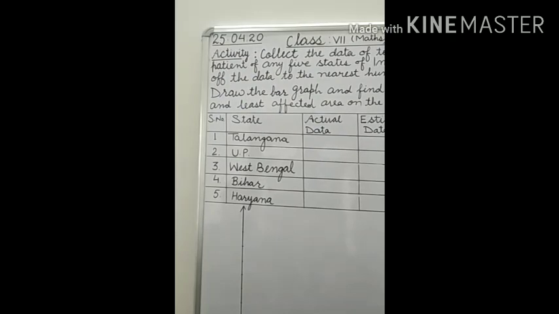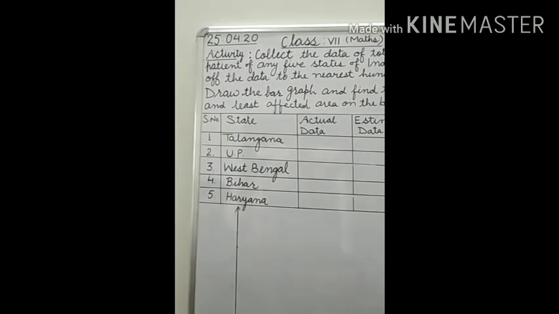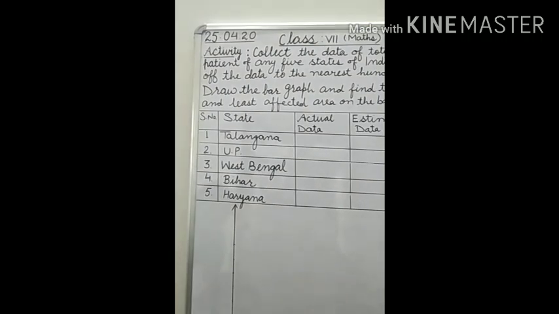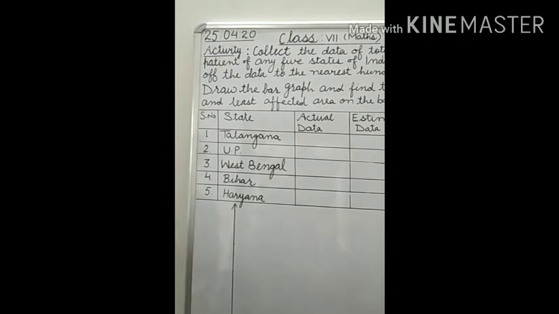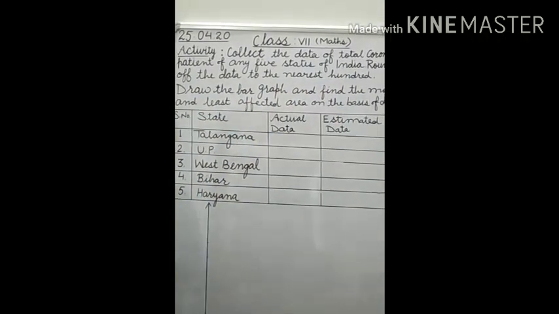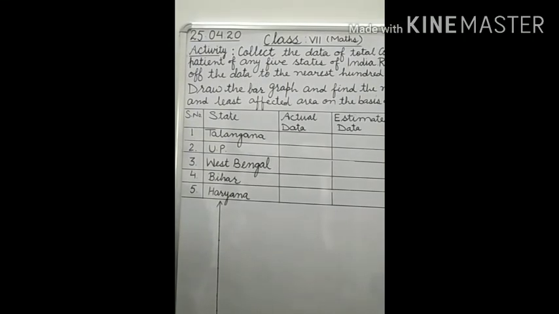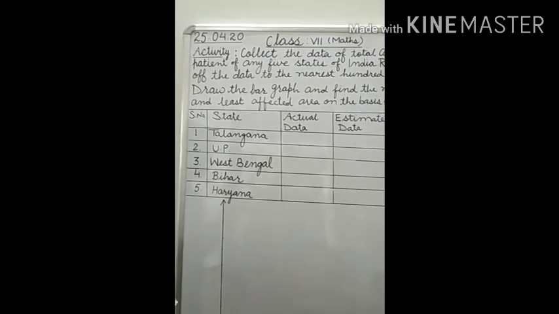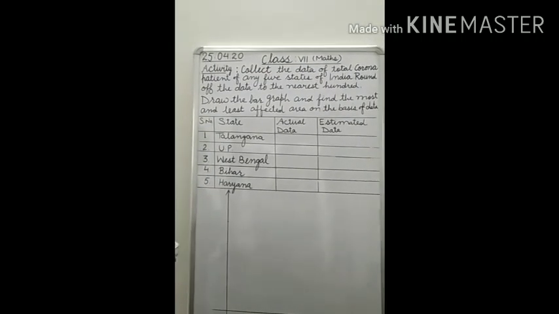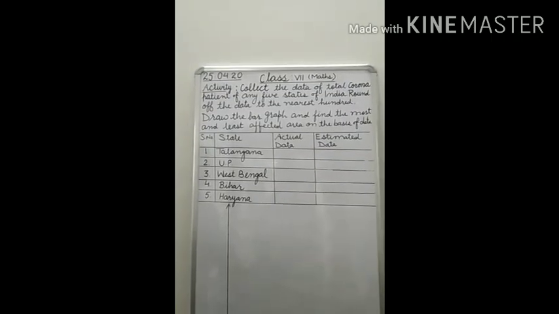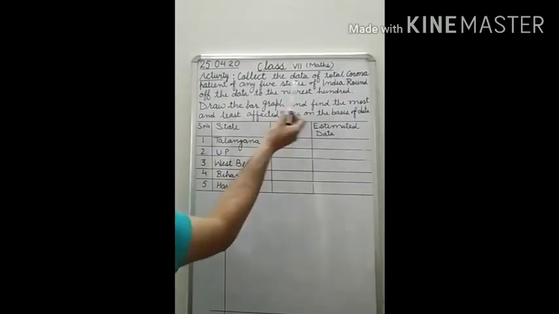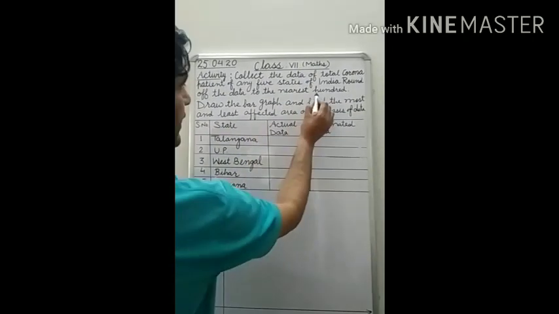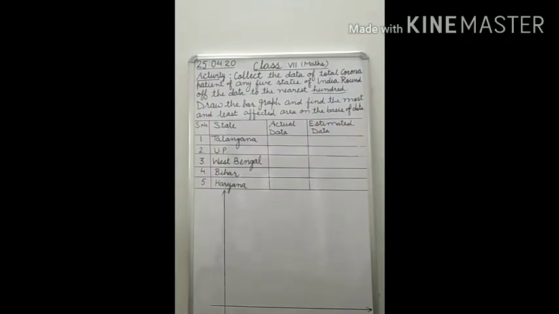So let us perform an activity on COVID-19. Today the activity is: collect the data of total corona patients of any 5 states of India. You can collect this data from news, the internet, or any source. Any 5 states you can take. Then you have to round off the data to the nearest 100. First, collect the data. Second, round off the data to the nearest 100.